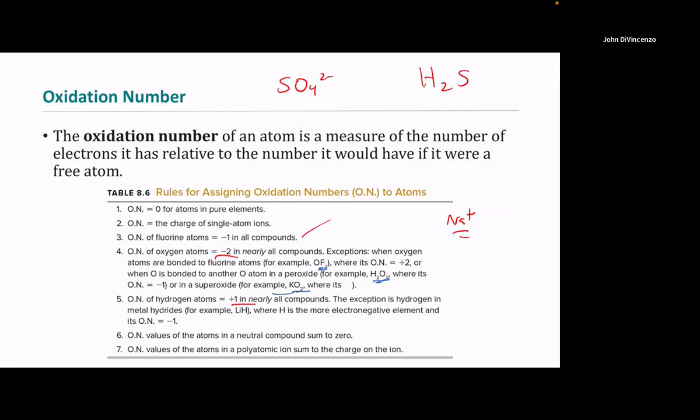Why? Gets its octet. Why is it -2 here and +6 here? Well, it's bound to a strong electronegative element here. Here it's bound to a weaker electronegative element. So here it's -2, here it's +6. Does that make sense?